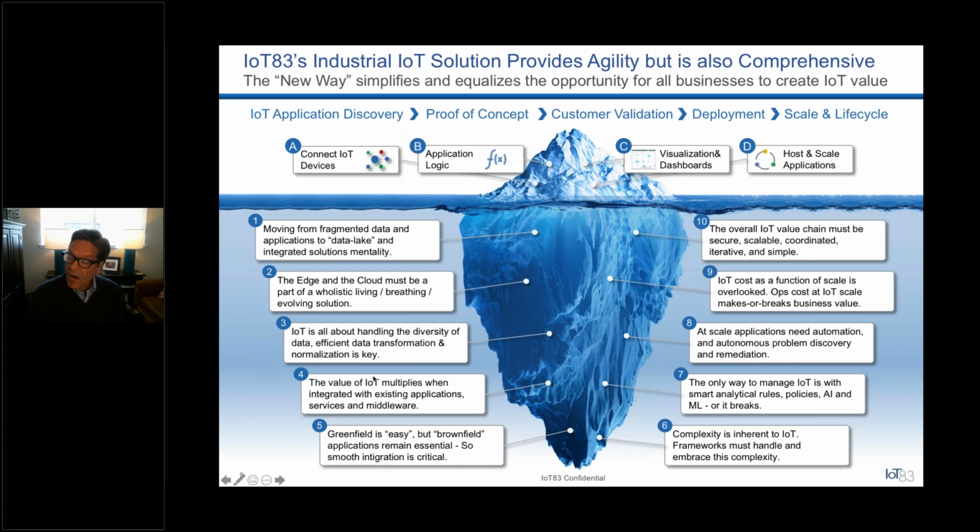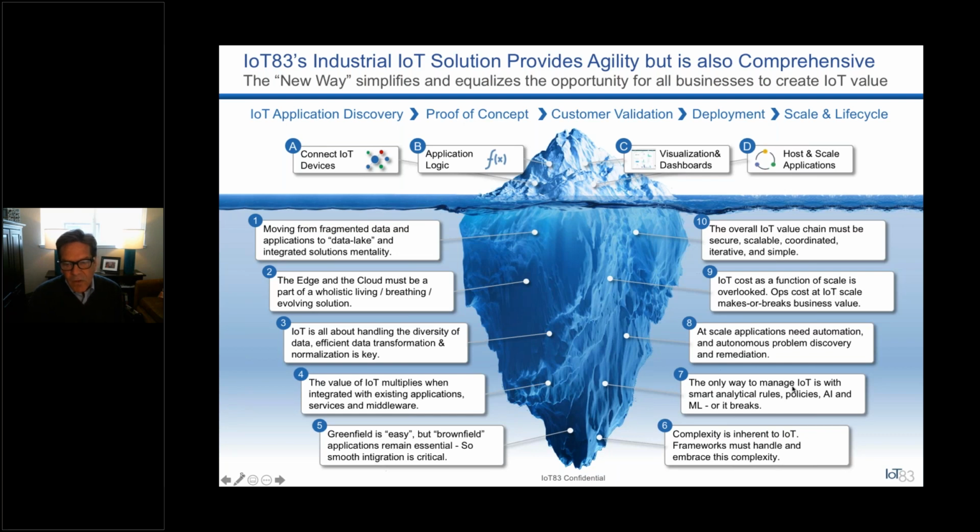And the value then of all of this multiplies when you're able to leverage these IoT solutions into other existing application services and middleware. And then, very few IoT solutions are greenfield. There's legacy equipment in the field that needs to be interworked. There's legacy applications that are important to businesses that need to be a part of the solution. So being able to leverage all of that is very important. Complexity, we talked about before, it's inherent to IoT. And so the framework has to handle this and embrace this complexity.